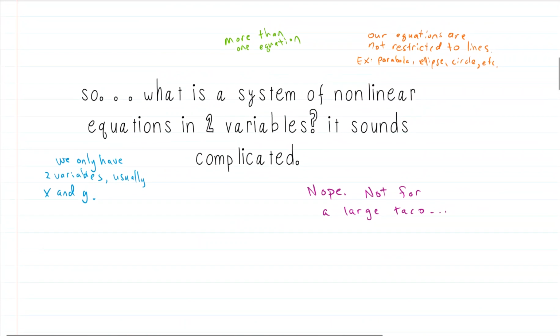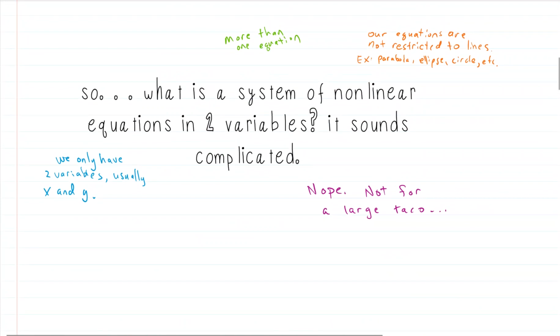So what exactly is a system of nonlinear equations in two variables? Because it sounds kind of complicated. Really, it's just a lot of math speak. Two variables just means we have an x and a y, meaning we have two variables in our equations. Nothing big there. The fact that they are nonlinear, that just means that we're not restricted to lines in our systems.